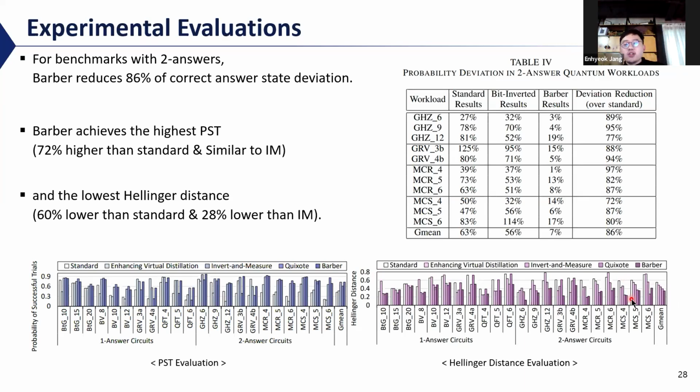여기서 보시는 인버트 앤 메저가 PST는 엄청 높게 나오는데 헬링거 디스턴스도 높게 나온다는 건, 돌려서 정답을 잘 찍긴 했는데 정답 간의 균형이 안 맞았다는 거예요. 아까 보여드렸던 것처럼 000하고 111이 반씩 나와야 되는데 000이 한 65% 나왔다든지 하는 의미고요. 바버 같은 경우에는 PST가 높으면서 헬링거 디스턴스가 낮으니까, 정답도 많이 찍고 그 정답들의 비율 또한 원래 분포와 비슷했다는 거죠. 그 두 가지를 보여주려고 일부러 두 가지 실험을 전부 했습니다. PST만 보여주면 정답 상태 간의 편차가 궁금할 수 있고, 헬링거 디스턴스만 보여주면 전체 시도 중에 정답을 찍은 비율이 궁금할 수 있기 때문이에요.